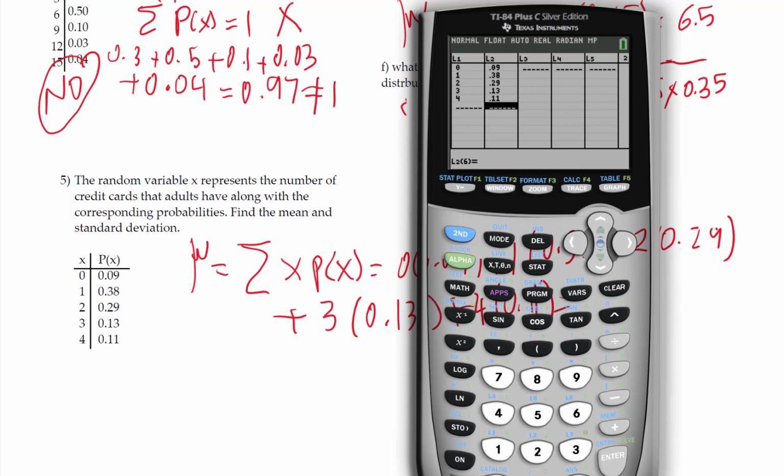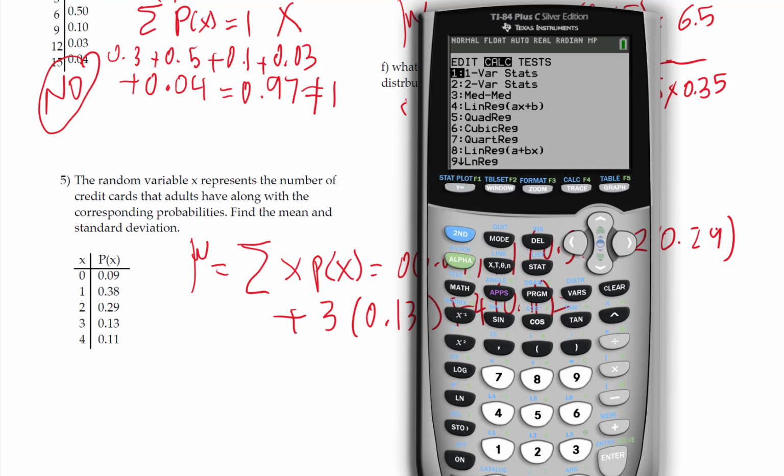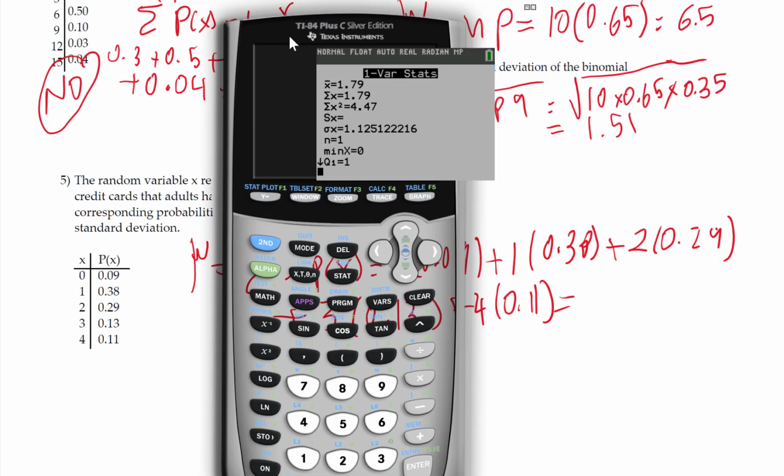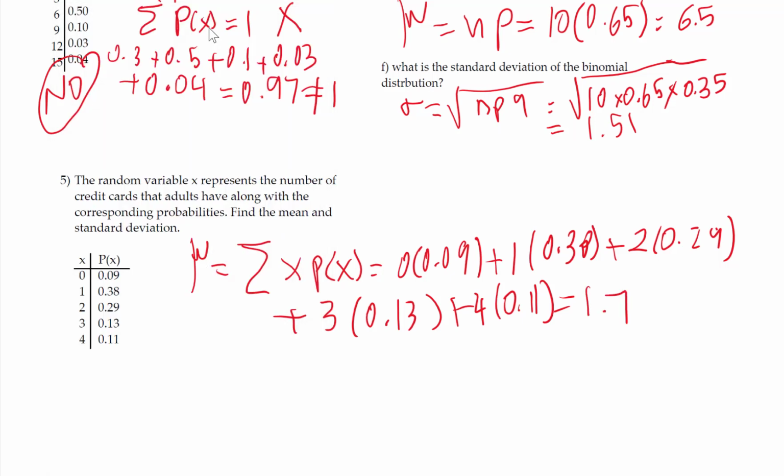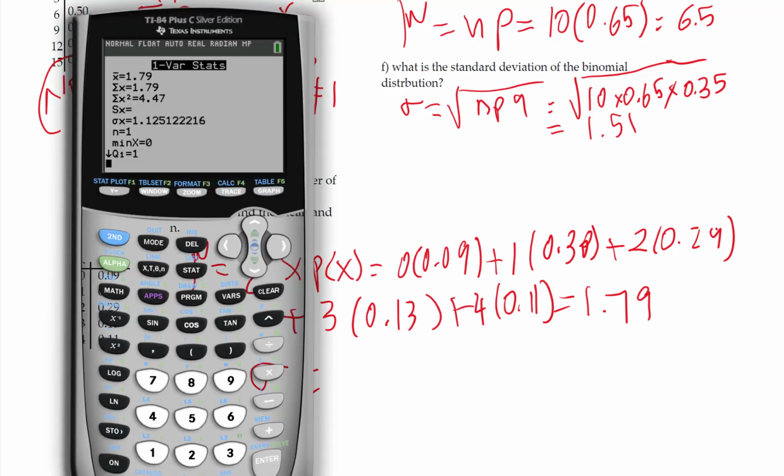There you go. And now you click on stat, calc, one variable statistic, list in L1, but make sure to do a frequency. There is a frequency, there are probabilities, so make sure to select L2, which is second, and then number 2, enter, calculate, and the mean is 1.79 and the standard deviation is 1.125.